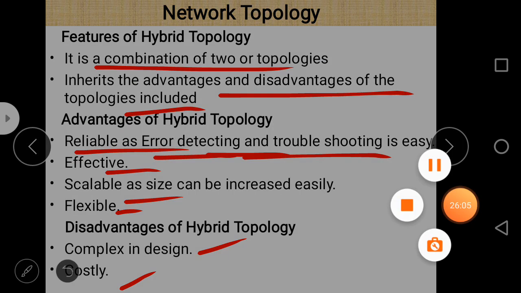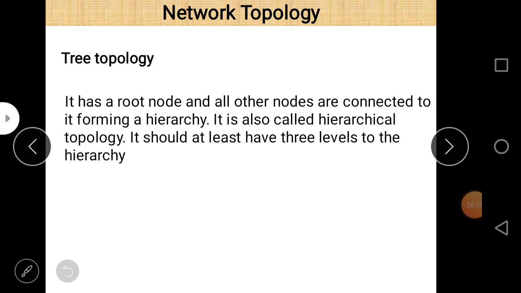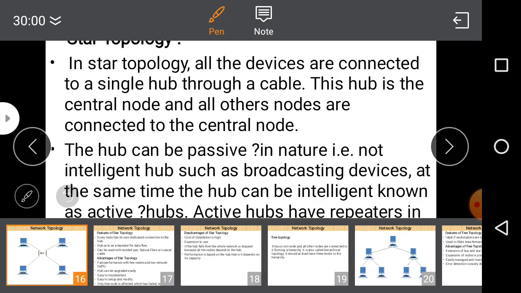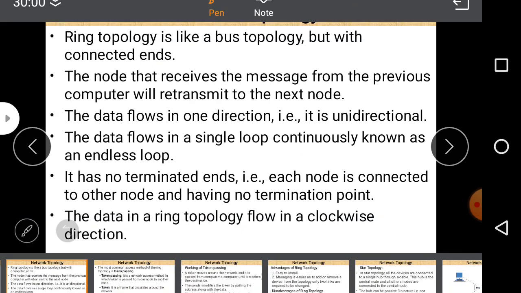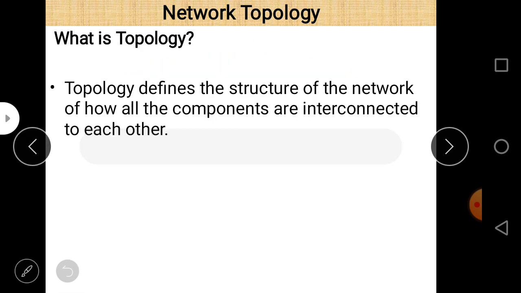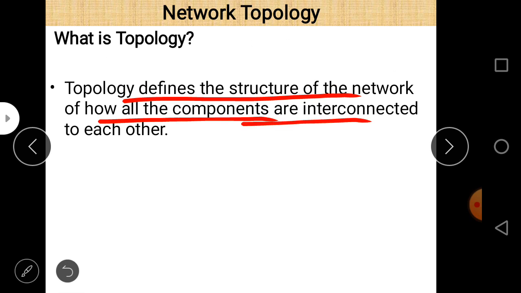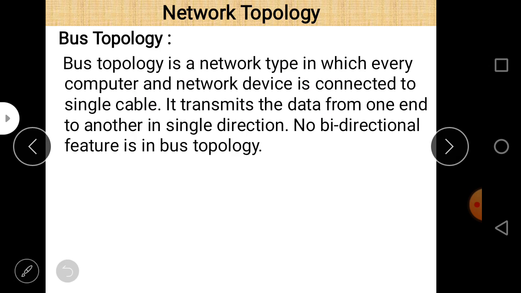Now let us take a quick revision of all these topologies. First of all, what is topology? Topology defines the structure of the network and how all the components, or nodes, of a computer network system are interconnected to each other. And these are the different types of topologies. Actually there are six types of topologies: bus, ring, tree, star, mesh, and hybrid. Now here we discuss only key points.